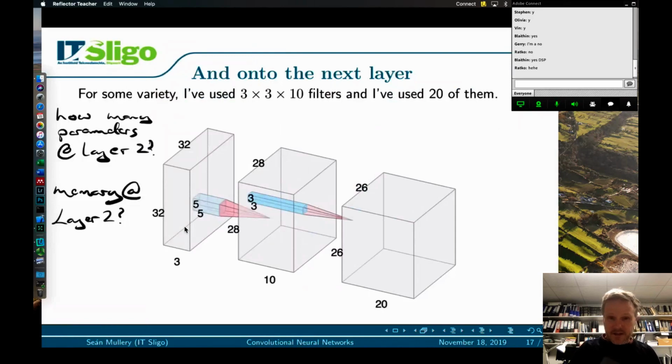So let's take an example here where we've got two layers in the network. So we've got a layer here and we've got a layer here. So we'll call this layer 1 and layer 2.